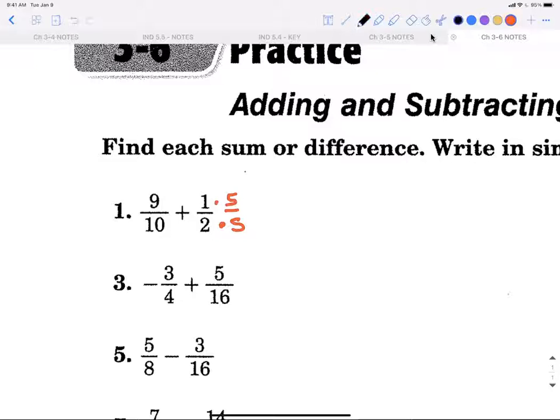So my new problem is going to be 9 over 10 plus 1 times 5, right? I'm rewriting this right here now as a new fraction. 1 times 5 is 5, and 2 times 5 is 10. Now I've got like denominators. Okay? And then I'm not going to work it past that.